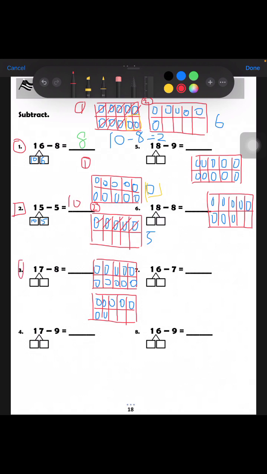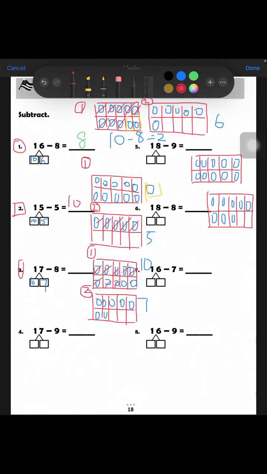Okay, now we move on to question 3, 17 minus 8. So there are two 10 frame sets, the first one and the second one. So in the first set there are 10 circles, and in the second set there are 7 circles. So 17 splits into 10 and 7. And now we need to take out 8 circles. So which set should we choose? Yes, we should choose the first one. So we cross out 8 circles.